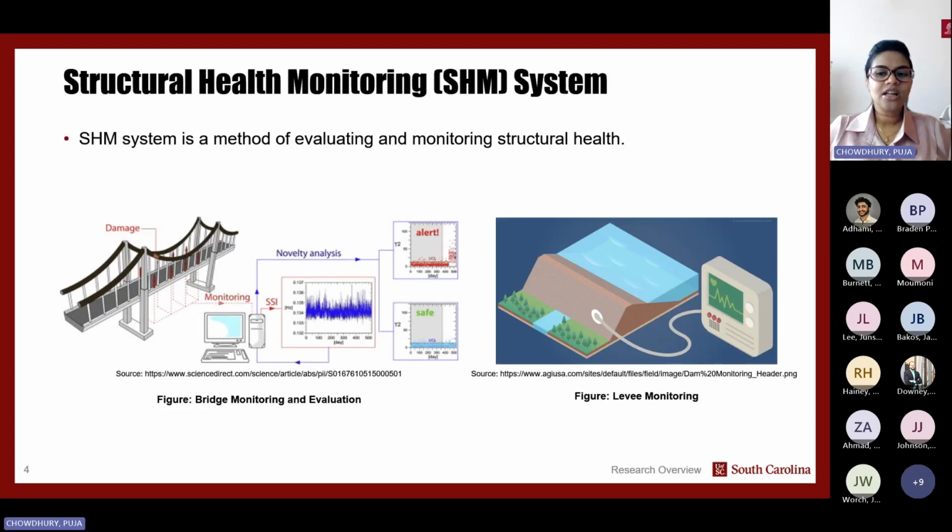Start with the structural health monitoring system background. It is a method of evaluating and monitoring structural health. In the left figure, we can see a bridge monitoring and evaluation. If there are some kind of damages on this bridge, we need to monitor it. After that, we do the data analysis. From this analysis, we will make a decision: does it need to alert or are we safe? Something like that. There are lots of types of structures that need to be monitored, like levee monitoring.